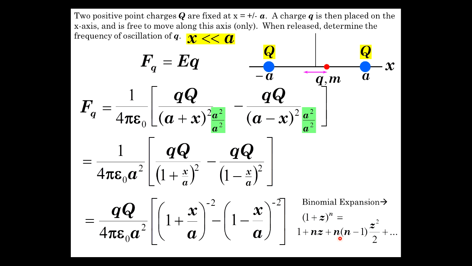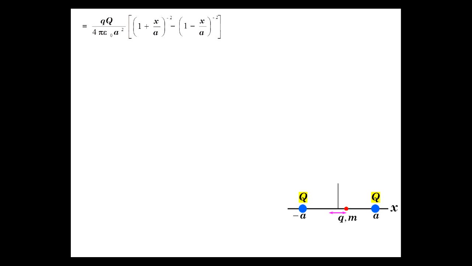The binomial terms diminish in their importance very rapidly, so we're going to apply the first two terms of the binomial expansion to both of these terms here. So that's what we're going to do. We're going to apply where z is x over a, well, x over a and minus x over a, and n is negative 2. So let's go ahead and apply the first two terms to these two terms and see what we get. All right, so here's our expression.